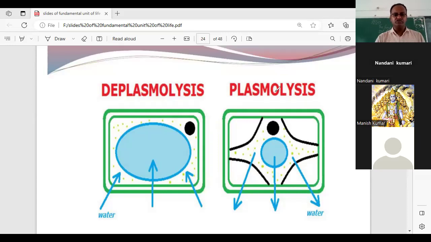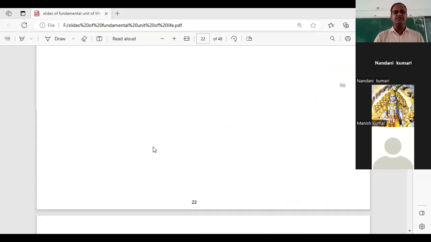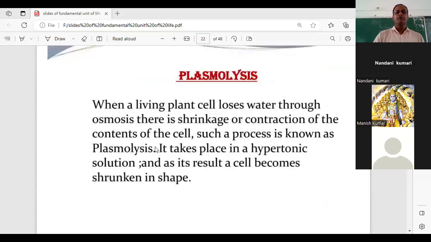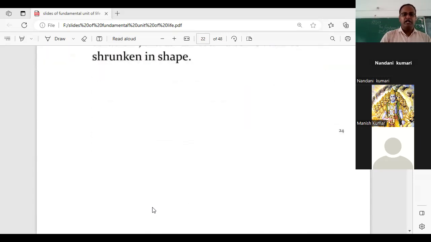Yes, Ayush, I have seen your query. You have asked to explain endocytosis also. Okay, Ayush, I'm coming to that point also. So what is plasmolysis? Ultimately, it is the process in which the plant cell loses water through osmosis, that means shrinkage, when it is kept in a hypertonic solution.